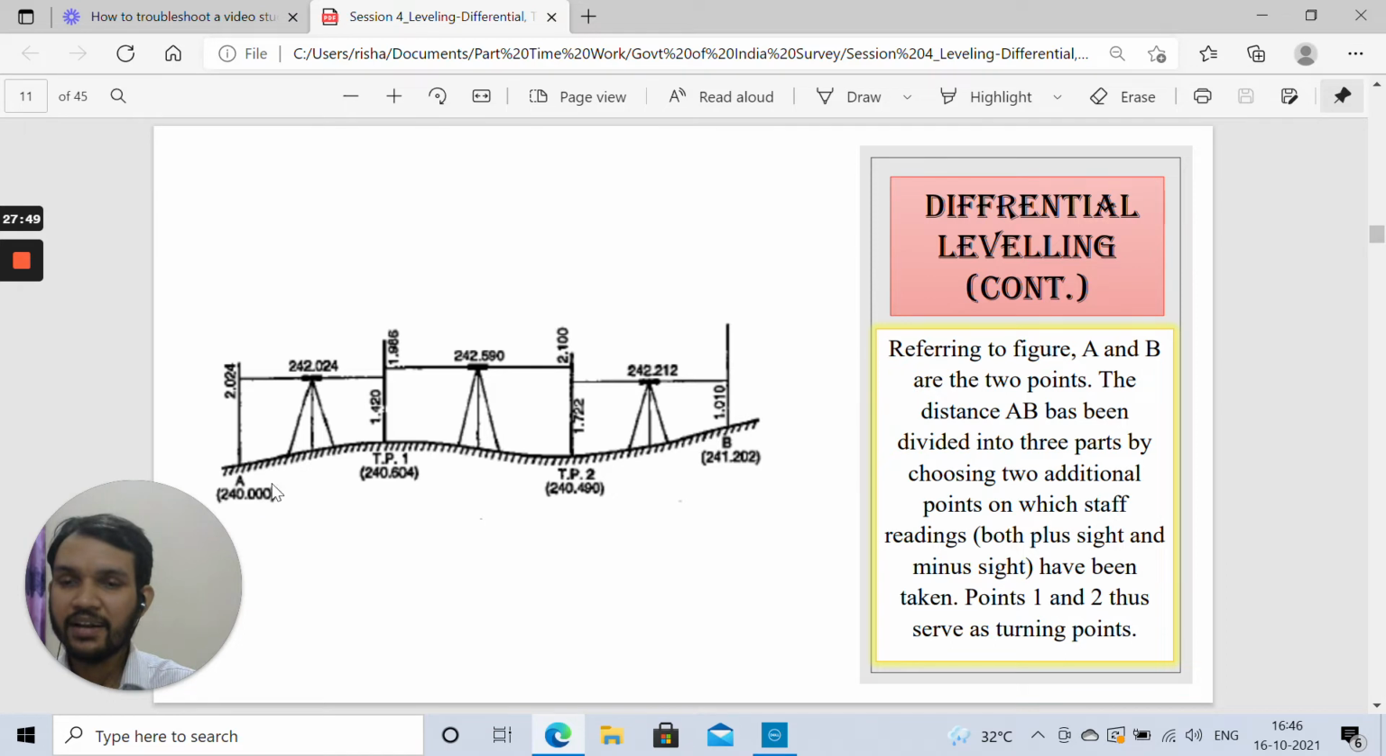Its elevation, or you can say RL with reference to the mean sea level, is given to us as 240 meter. So 240 meter is the RL of this station firstly, and you need to compute the elevation of all the other stations, say TP1, TP2 and B. What we will do now is mount our instrument at any point in between these two stations.